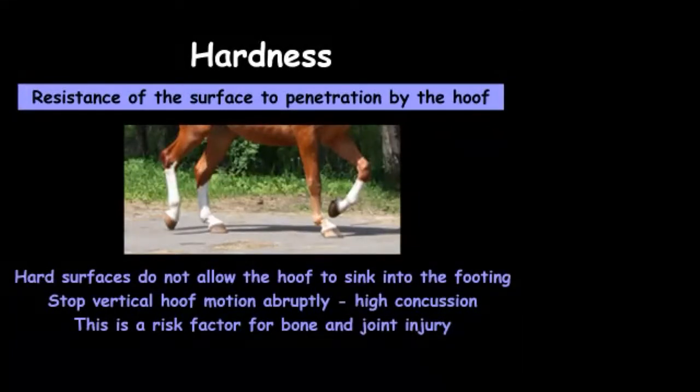So let's just look at those two properties. First of all, hardness. So hardness is the resistance of the surface to being penetrated by the hoof. So a hard surface does not allow the hoof to sink into it, and this means that it stops that downward vertical motion very abruptly. So a hard surface is associated with high concussion, and high concussion is a risk factor for arthritic injuries.